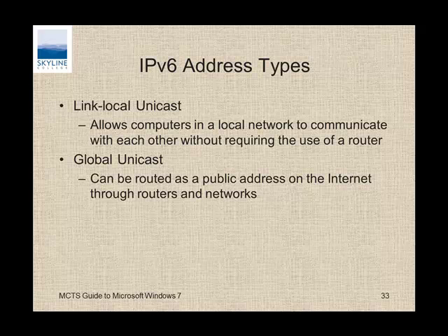Link local addresses are for computers on the local network, and those are the ones you'll see on the machines that you have. If you do an ipconfig, you'll see an FE80 address, something like that. Global unicast can be routed as public addresses, and these are just new terms for private addresses and public addresses.